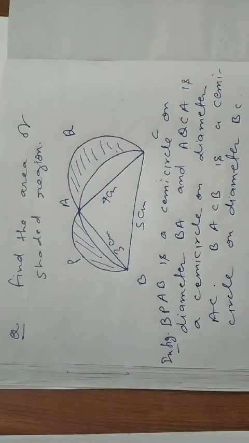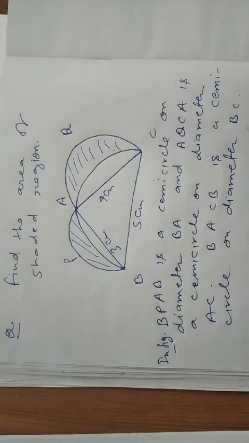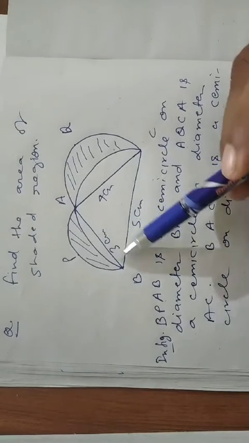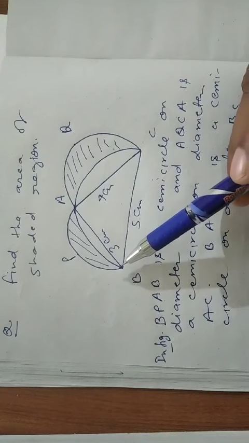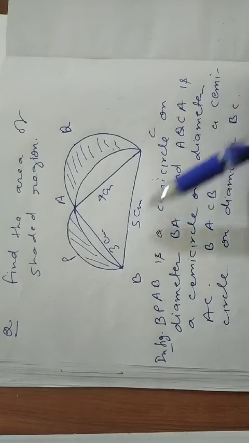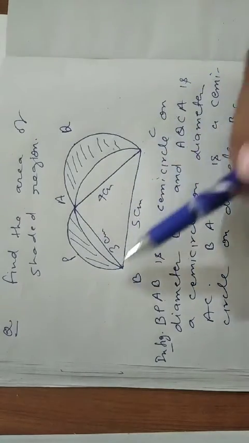Good morning, dear students. Consider this question. Find the area of the shaded region as shown in the figure. In this figure, there are three semicircles on the sides of a right angle triangle. So, on the diameter BC, there is a semicircle BACB.